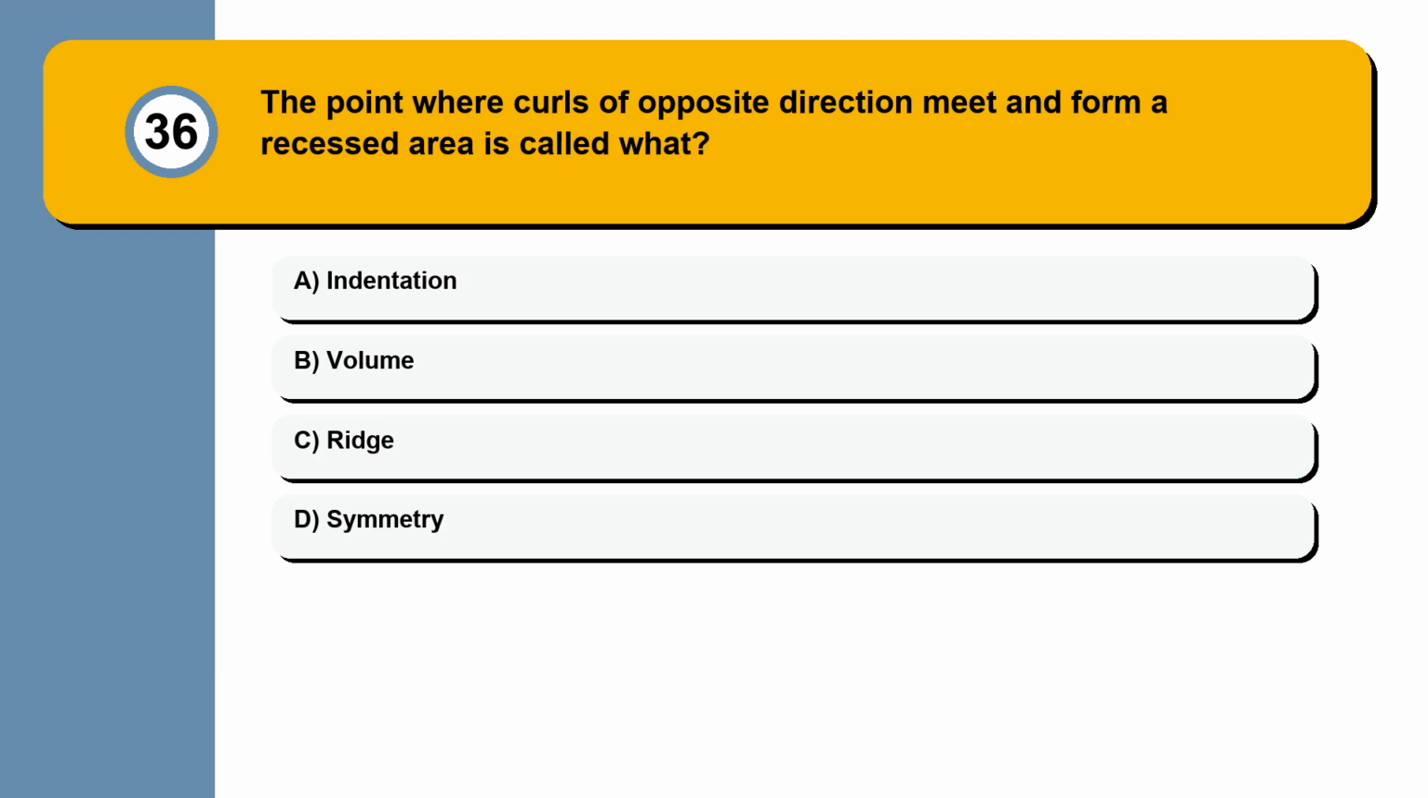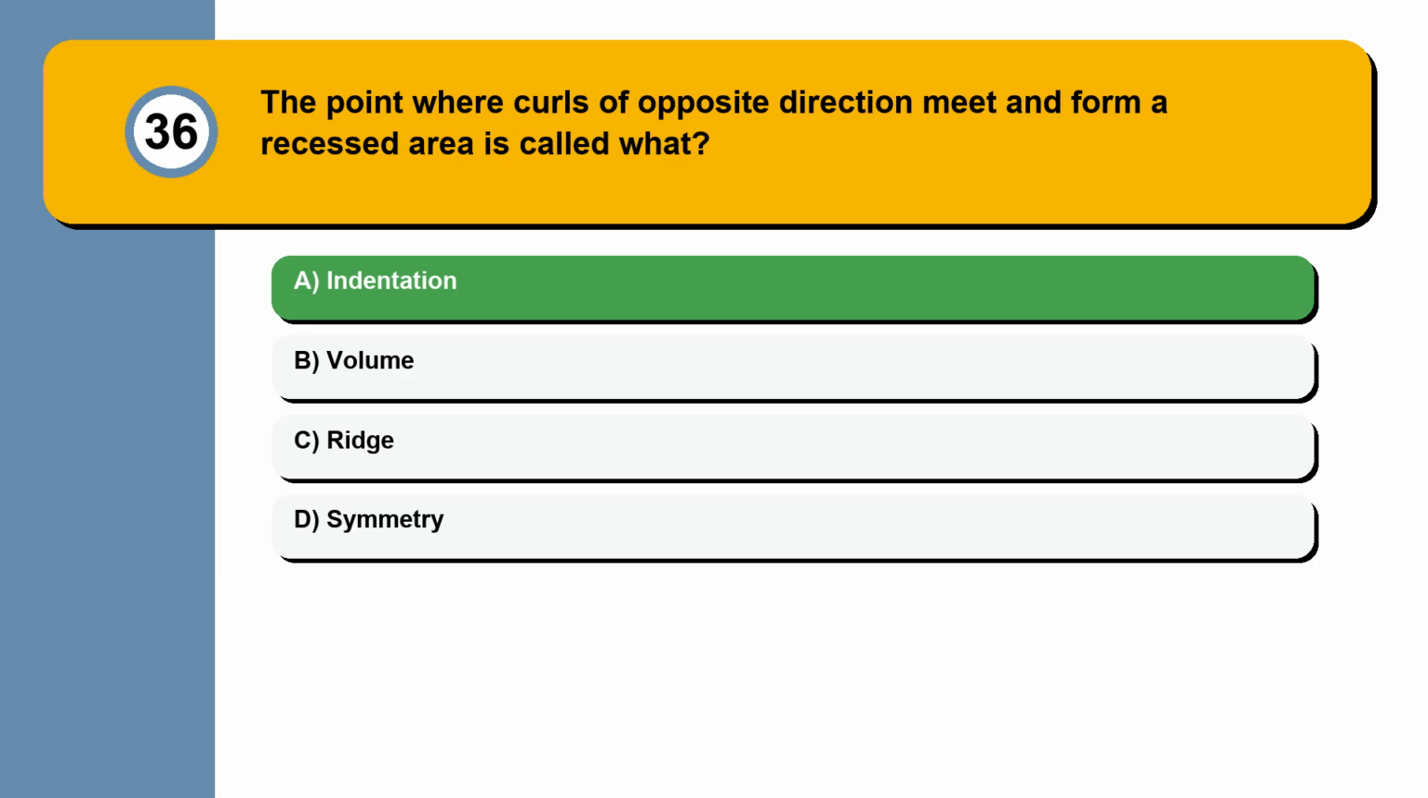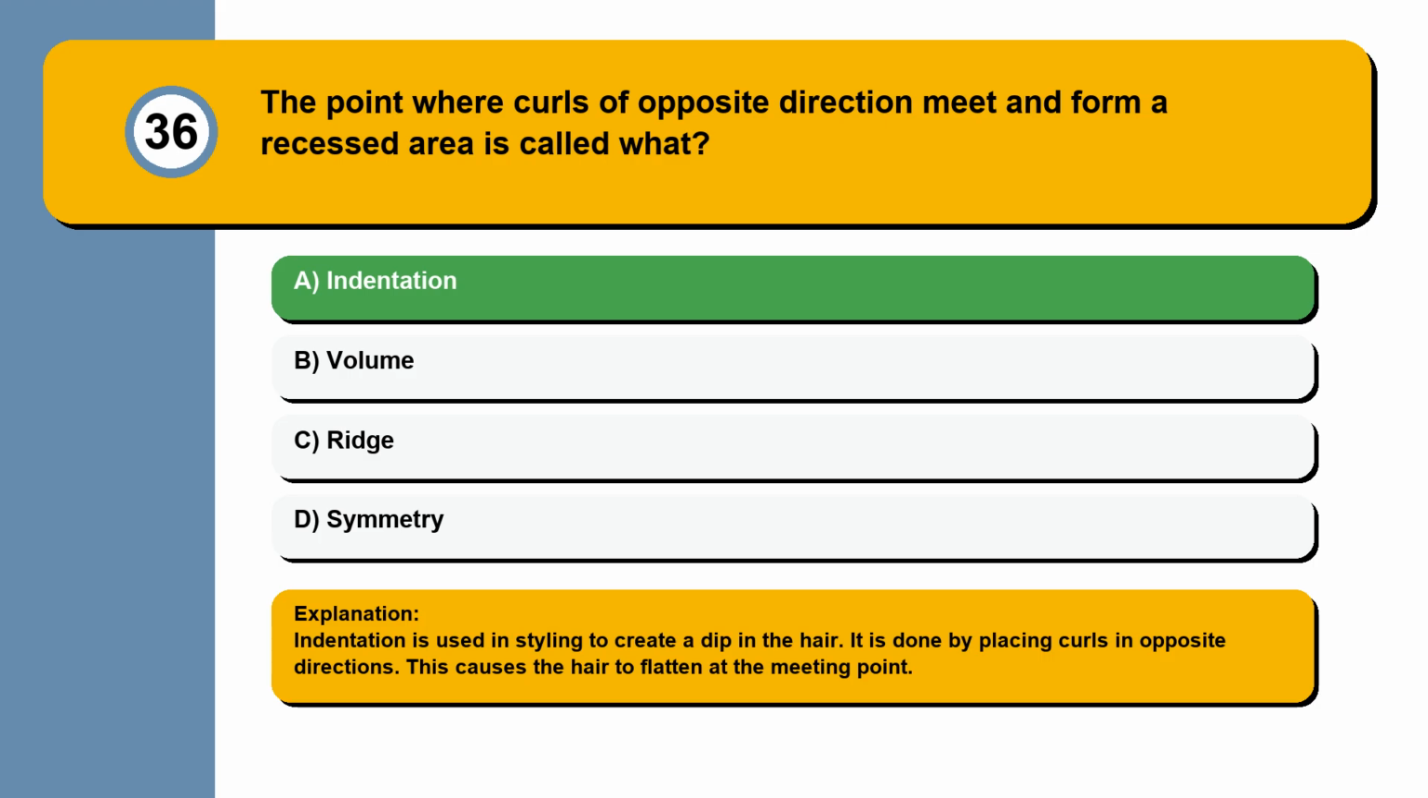Question 36. The point where curls of opposite direction meet and form a recessed area is called what? Indentation, volume, ridge, symmetry. Indentation is used in styling to create a dip in the hair. It is done by placing curls in opposite directions. This causes the hair to flatten at the meeting point.